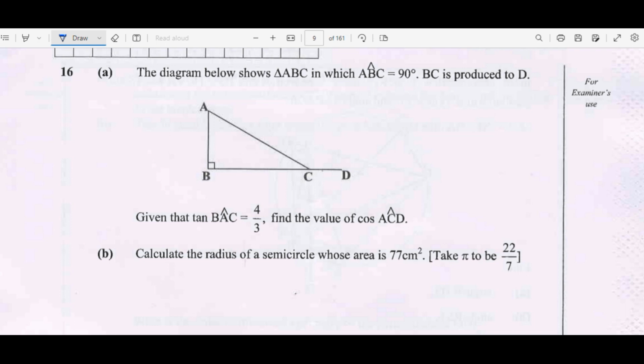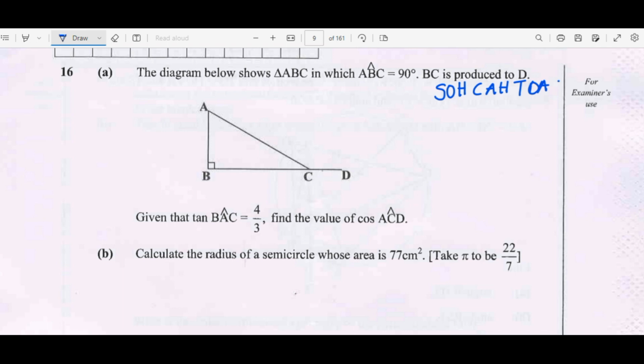Now, if you're dealing with a right angled triangle, we are dealing with a triangle in which one angle is equal to 90 degrees. So if you bring in the concept of trigonometry, we are going to bring in the three trig ratios abbreviated by SOHCAHTOA. Right, now let's look at the question. Given that tan angle BAC is equal to 4/3, find the value of cos ACD.